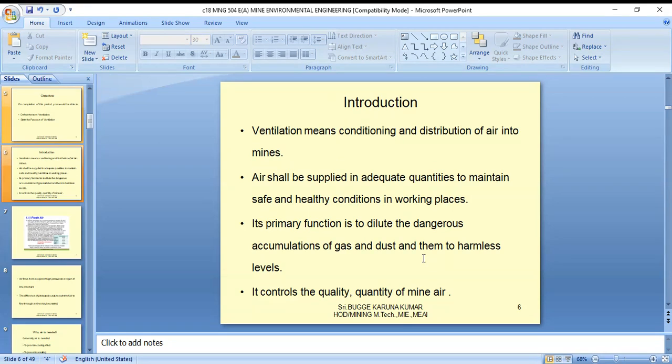Ventilation means a continuous supply and distribution of air into the mines. Just like in our human body, oxygen is most important and inhalation is very essential. Whether we are working in underground mines also, the people working there need ventilation, not only for inhalation but also for comfortable conditions.